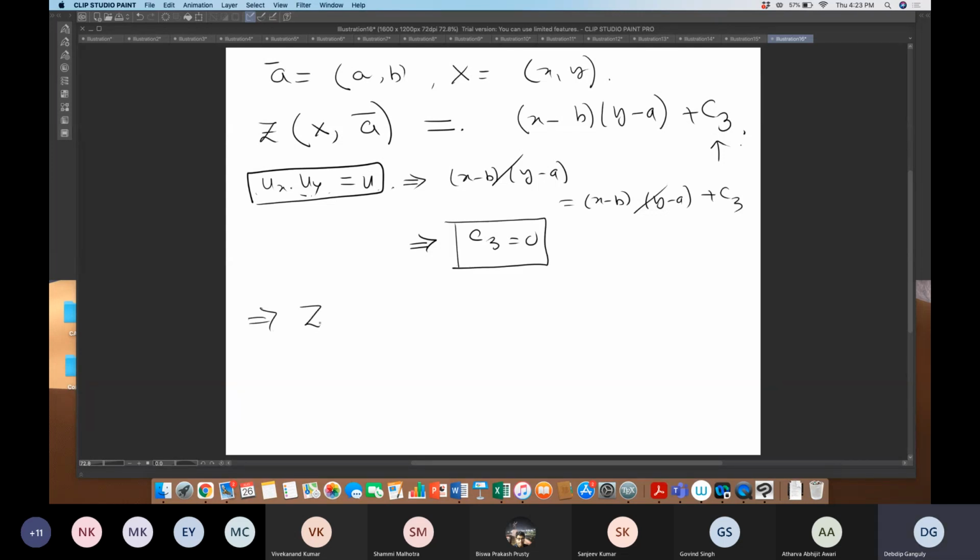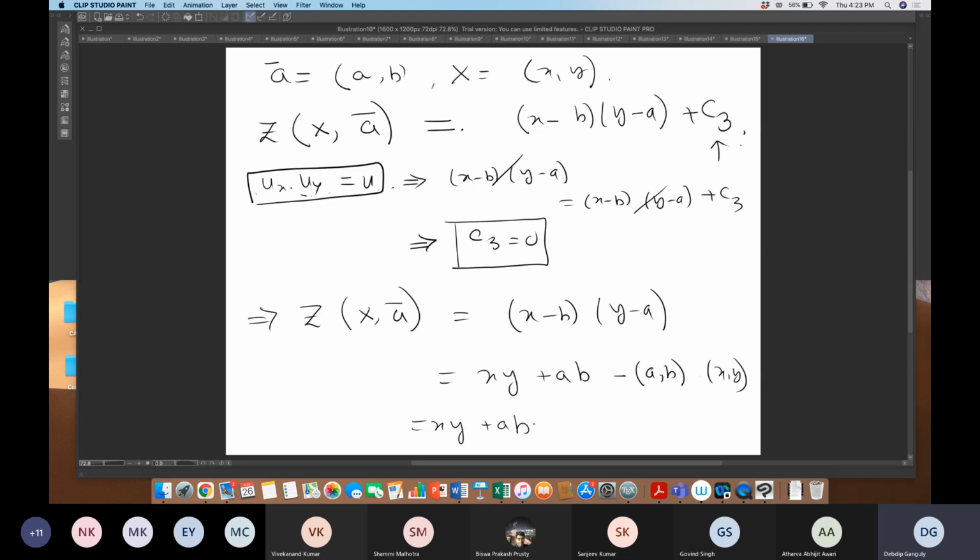So we have a solution z of x comma a bar, having x minus b and y minus a, which I can write as xy plus ab minus the inner product of a bar vector with x vector. Okay, this is that R2 inner product. Okay, clear? So this is the solution.